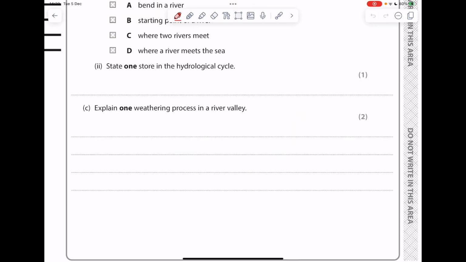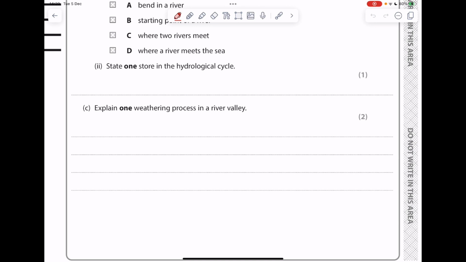Explain one weathering process in a river valley. So do you prefer freeze-thaw weathering? Do you prefer talking about biological weathering, which is all to do with roots growing into small cracks, or maybe even chemical weathering, which is acidic rainwater breaking down some of the rocks? So it's up to you, but just pick one and explain it properly.